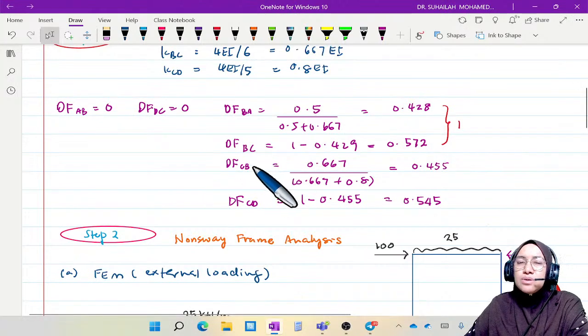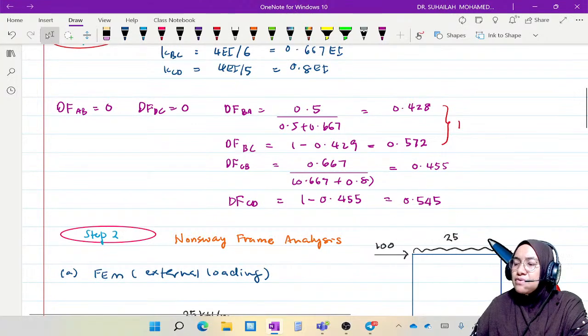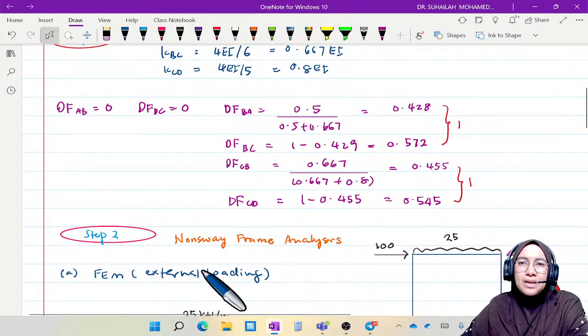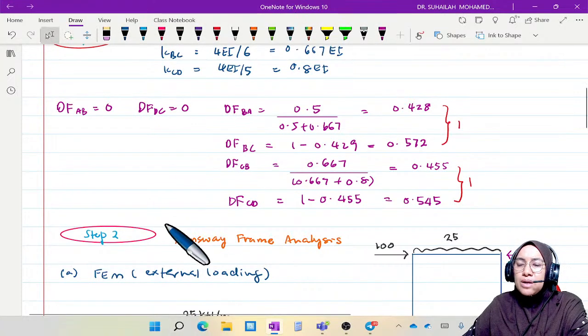Okay, so the same goes for CB and CD. CB is 0.667 divided by 0.667 plus 0.8, so we get 0.455. To determine the value of DFCD, it is just 1 minus 0.455, which is equal to 0.545. So this total is also 1. So we move to step number 2.